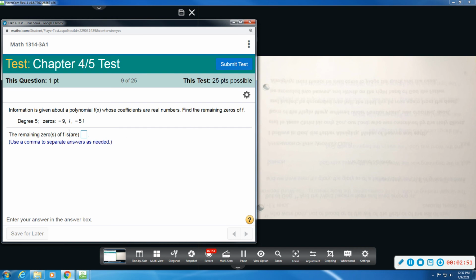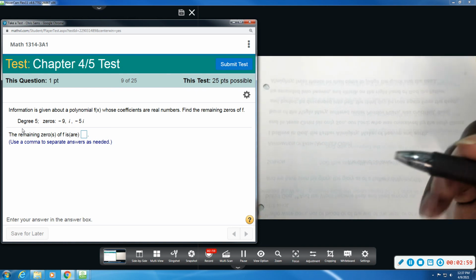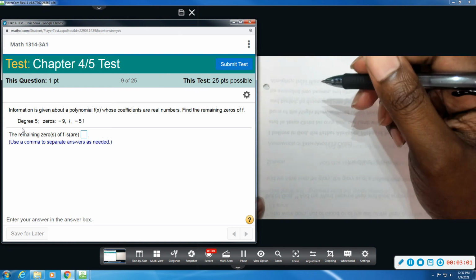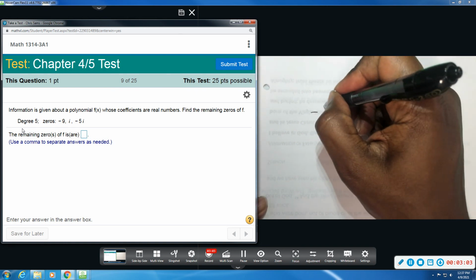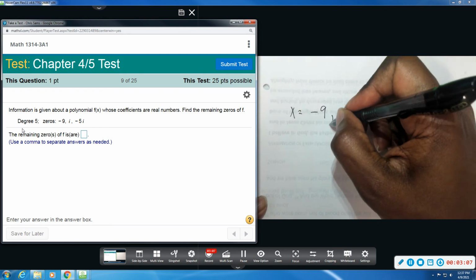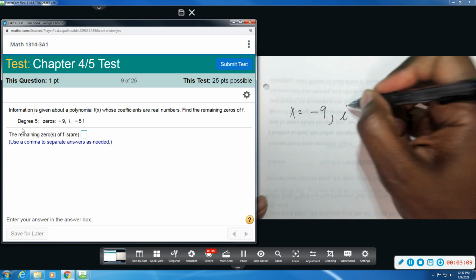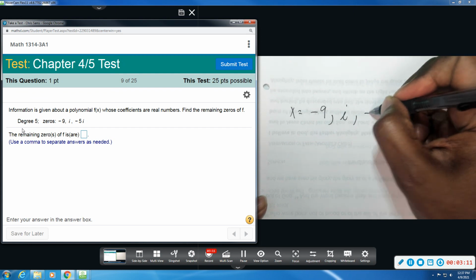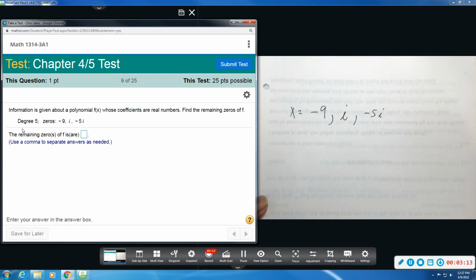So what you need to know here, we have degree 5, so that means we have 5 zeros. So the graph crosses the x-axis 5 times. We're given that -9 is one of them, so it's like x equals these numbers. x equals -9, x equals i, and x equals -5i. So I have 3 of them, I'm missing 2.